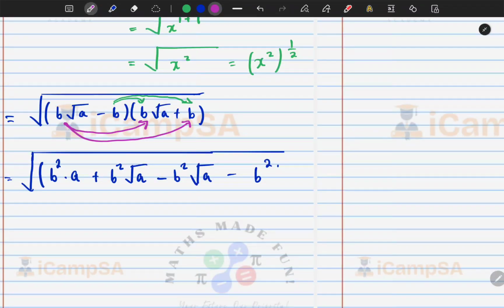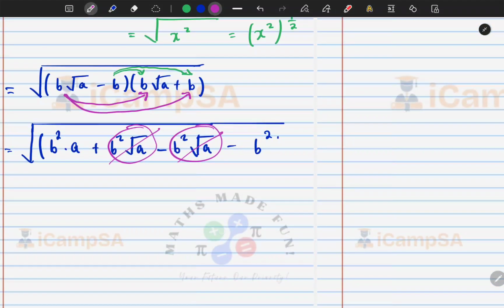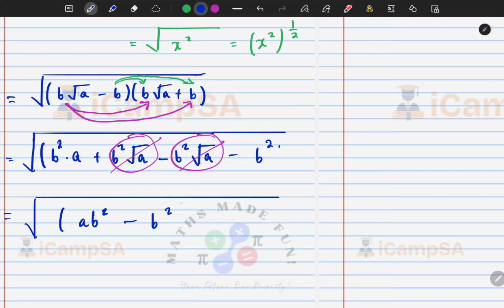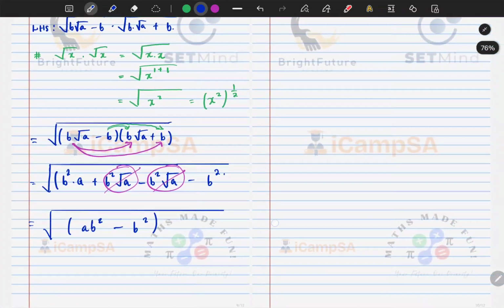Already I can see that these two things are like terms, so they can cancel out, because it's your b squared square root of a minus b squared square root of a. And now I'm going to be left with, into your brackets, a b squared minus b squared.